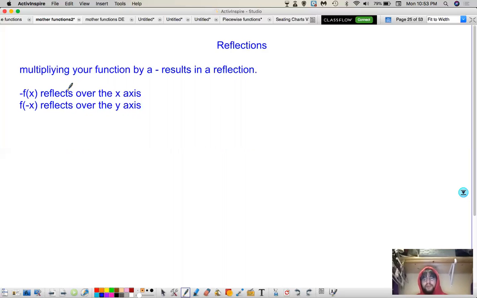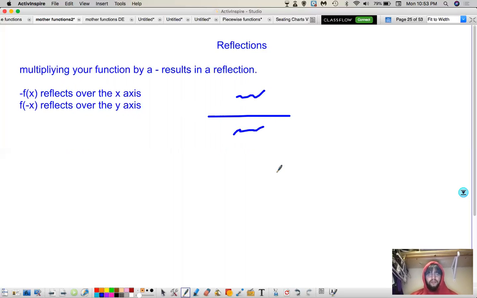It's terrible. It works better if we're in person. So we have something over here, it reflects it over here. That's the negative f of x. That's over the x-axis.